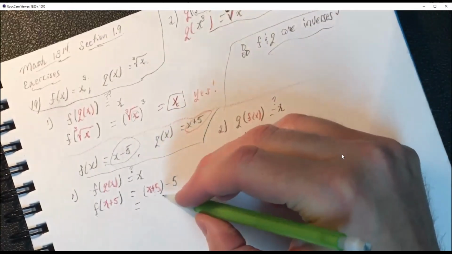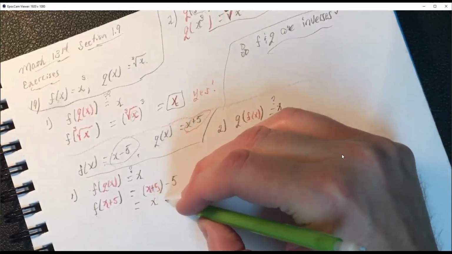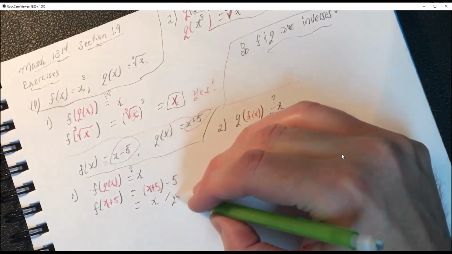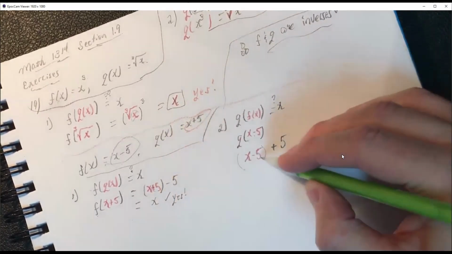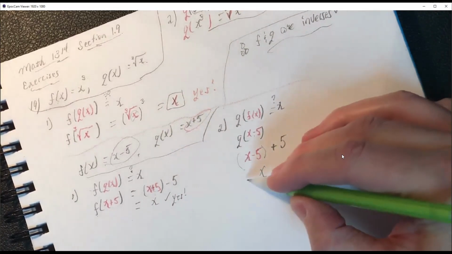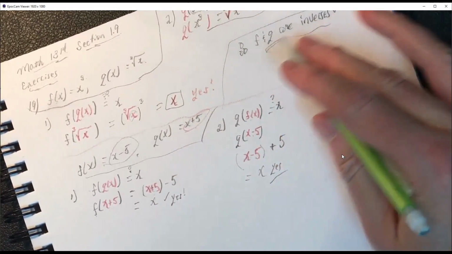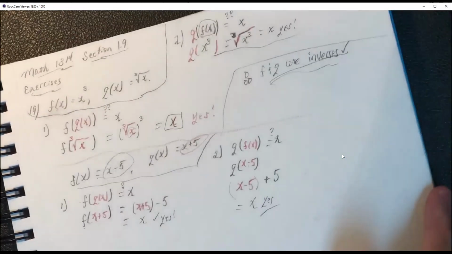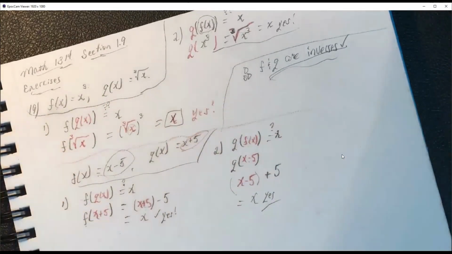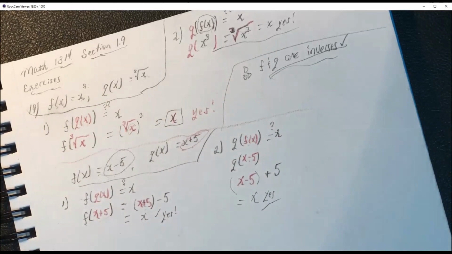Simplify, and we're supposed to get x if these are inverses of each other, and we don't make a mistake. Well, plus 5 minus 5 is 0, so we do get x. That's a yes. And the same thing here. So yes. So once again, they are inverses of each other. Okay? Hope that makes sense.